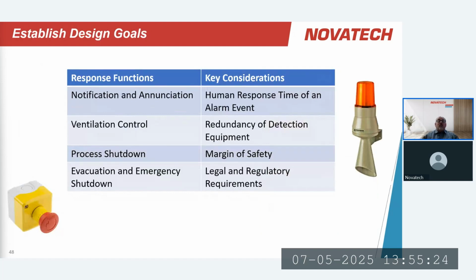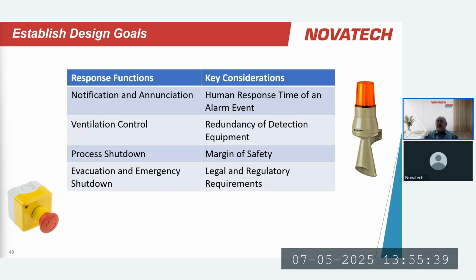We have to think about what we're going to do with the information that we get. What are the response functions? Are we going to trigger a beacon and a horn? Are we going to start a fan? Are we going to shut down the process? These are drastic measures, obviously.